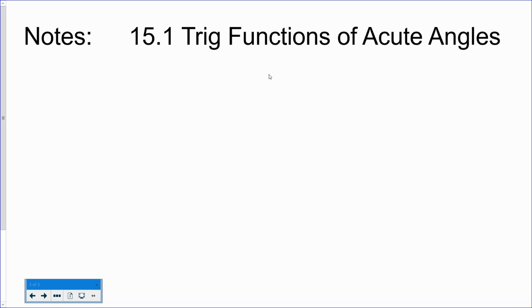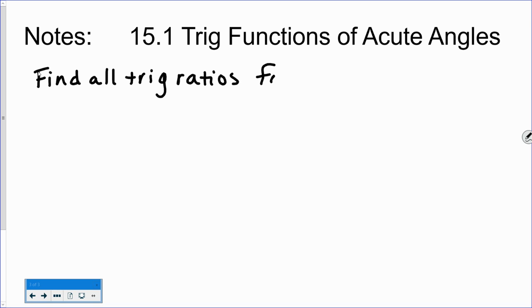All right, today's lesson is 15.1, trig functions of acute angles. We have a definition to talk about, but before we do that, I want to do a quick review of our trig ratios, because that will help us with our new term. So we are going to find all the trig ratios for this triangle.